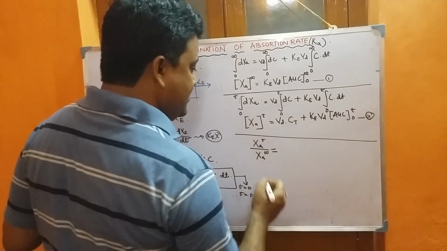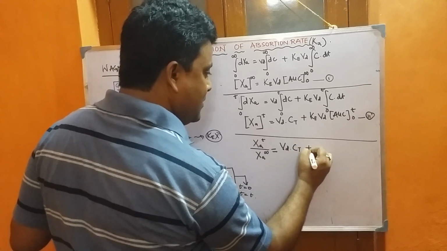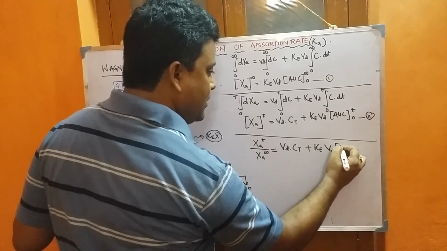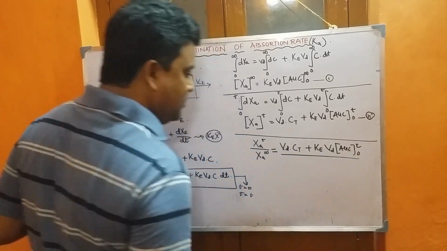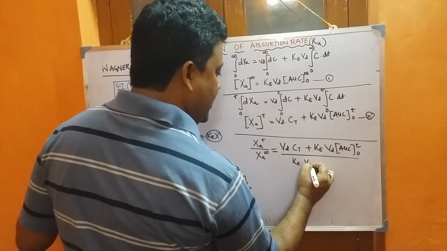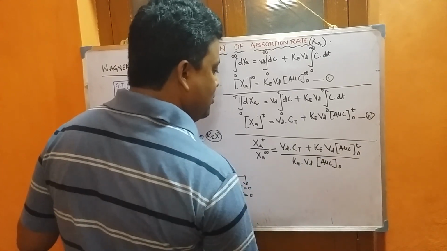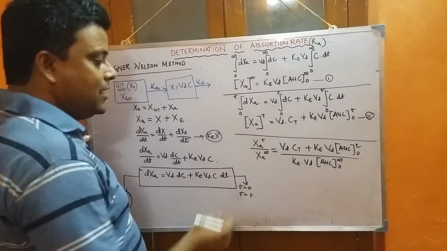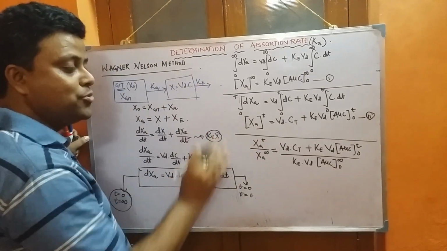So this can be written as Vd into Ct plus Ke into Vd AUC 0 to t, divided by Ke Vd AUC 0 to infinity. I hope you are getting what I mean to say. This is nothing but the fraction of the drug which is undergoing absorption. Okay.